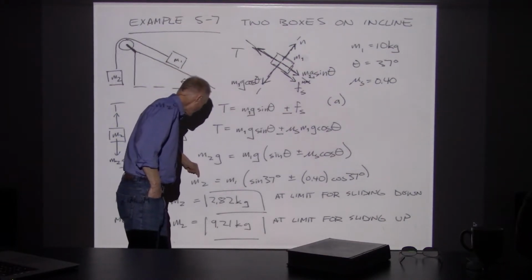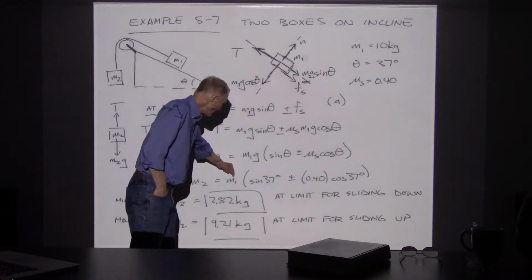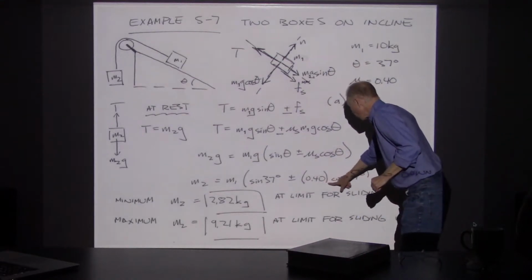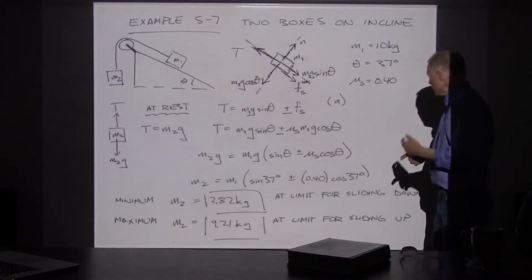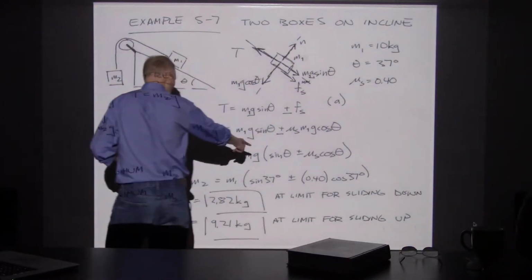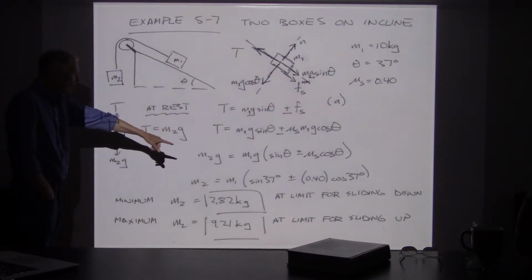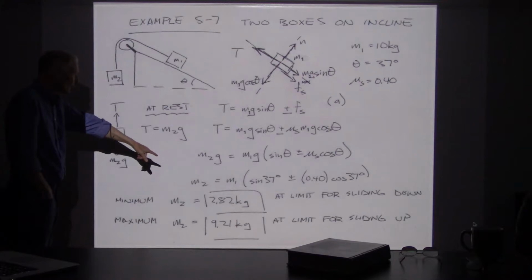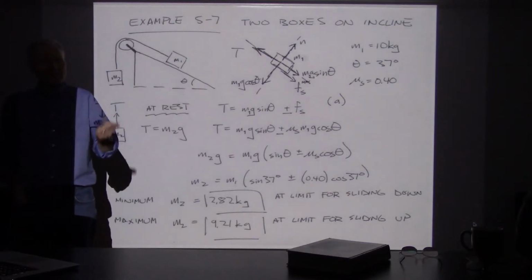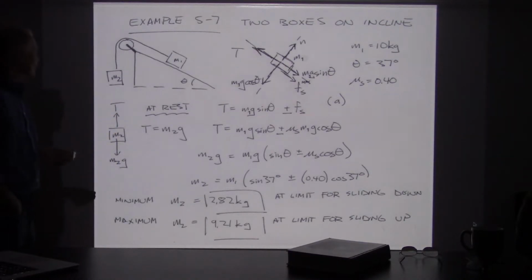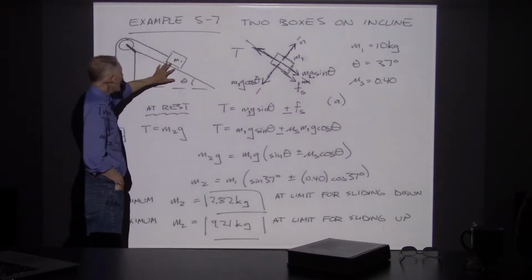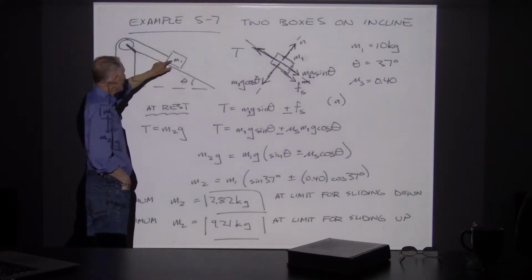And that says the condition is that m2 needs to be equal to m1 times the sine of 37 degrees plus or minus 0.4, that was the coefficient of static friction, times the cosine of 37. Now, calculating the two values, if I put the minus sign in, the limit for sliding down is at 2.82 kilograms. And that's saying that m2 needs to be at least 2.82 kilograms. If it's not that heavy, the static friction will not be enough to prevent m1 from sliding down.